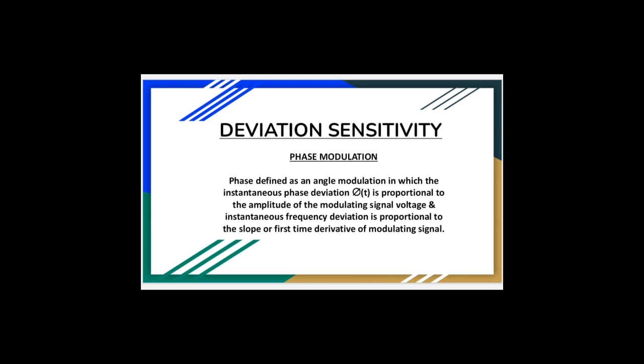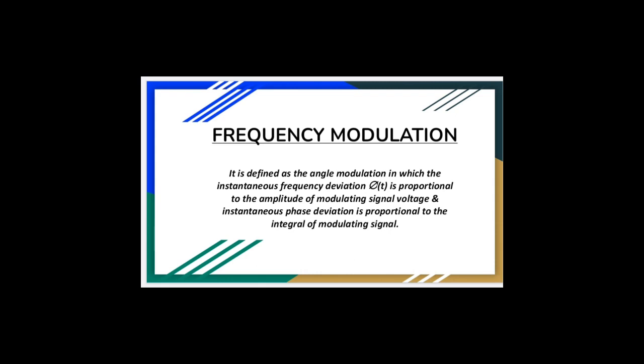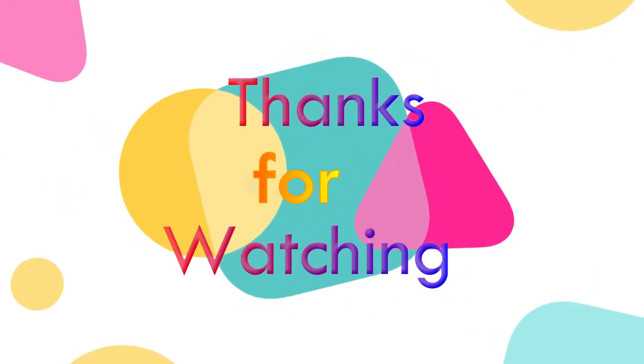Deviation sensitivity. First one, phase modulation. It is defined as an angle modulation in which the instantaneous phase deviation θ(t) is proportional to the amplitude of the modulating signal voltage, and the instantaneous frequency deviation is proportional to the slope, or first time derivative, of the modulating signal. Second one, frequency modulation. It is defined as the angle modulation in which the instantaneous frequency deviation is proportional to the amplitude of the modulating signal voltage, and the instantaneous phase deviation is proportional to the integral of the modulating signal.